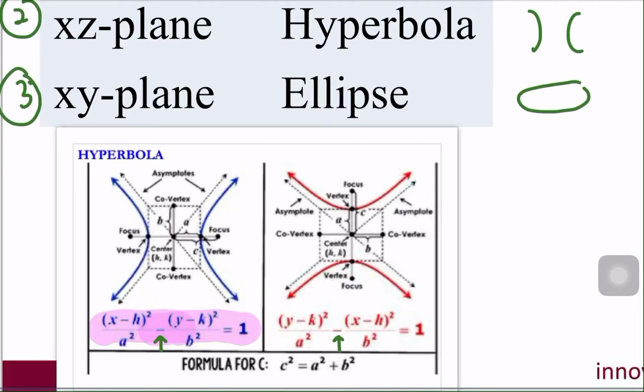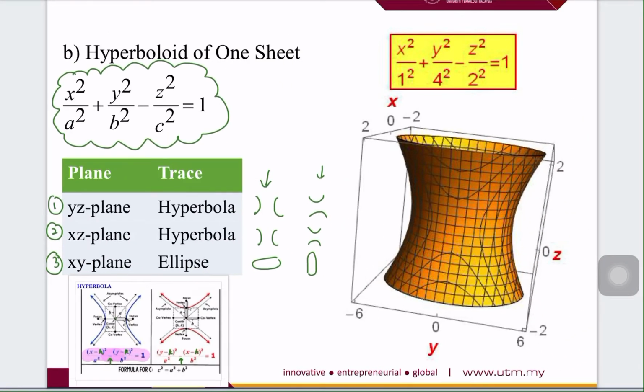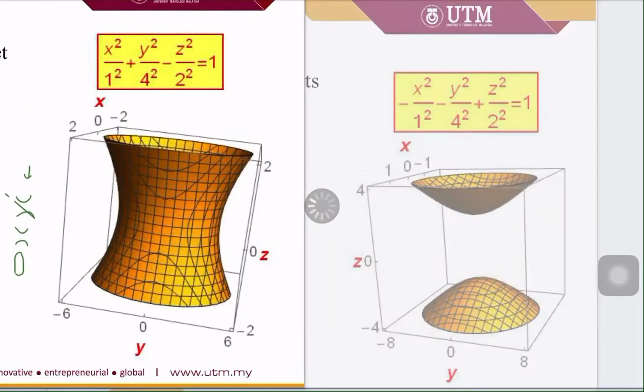a and b are basically the lengths between the vertex and the center. In this case the center is (h, k), where h refers to x and k refers to y. You need to look back at the standard form. It's really important because you want to sketch the traces for the hyperboloid of one sheet. Now let's look at the next shape.